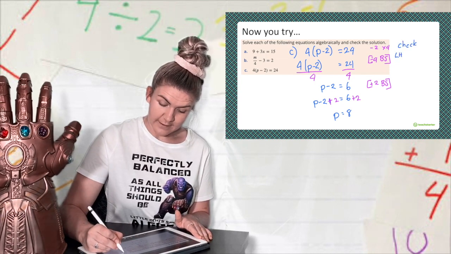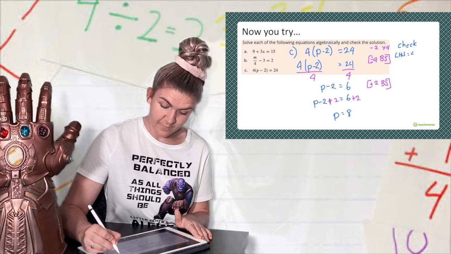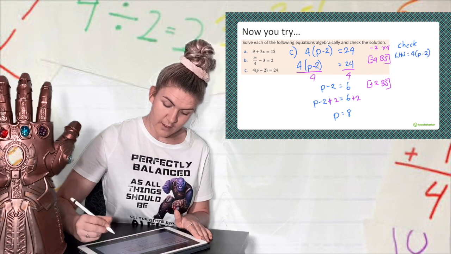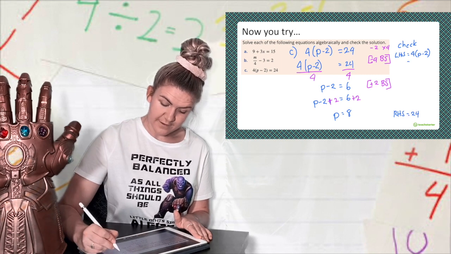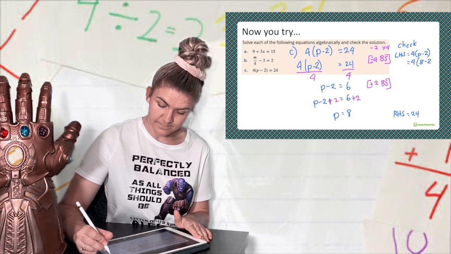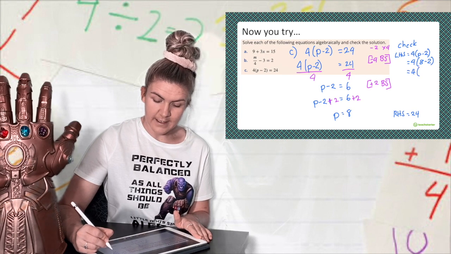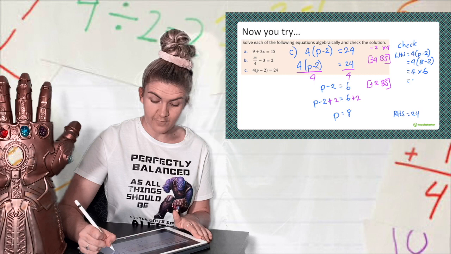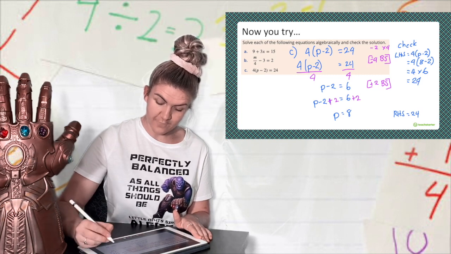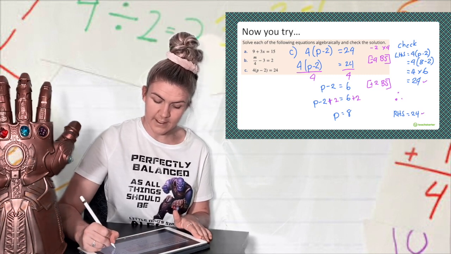So I'm checking. The left-hand side is 4p take 2. And I'm going to write right-hand side down here. I think p is 8. So I'm writing that in. And 8 take 2 is 6. 4 times 6 is 24. Therefore, right-hand side and left-hand side are equal.